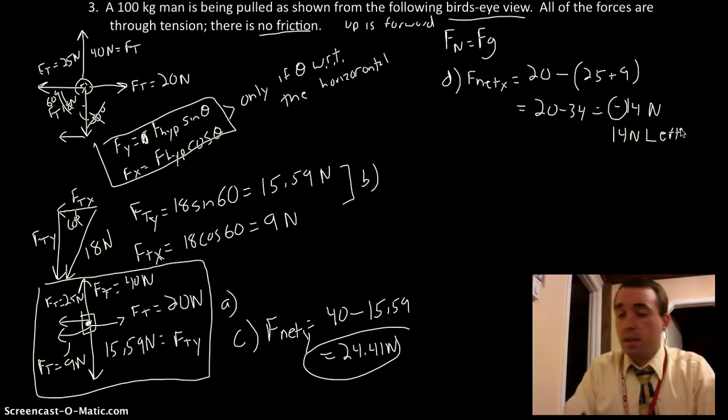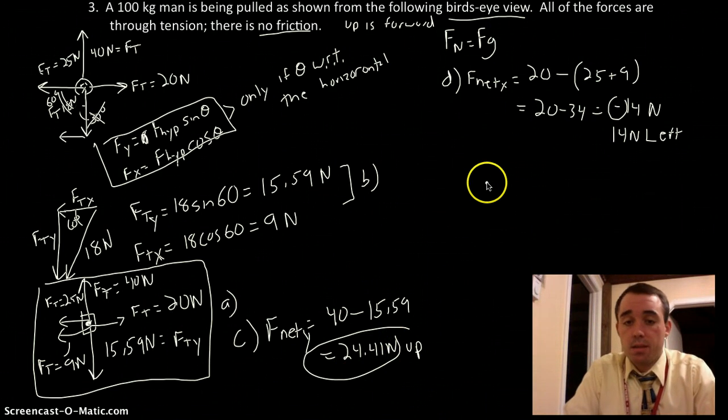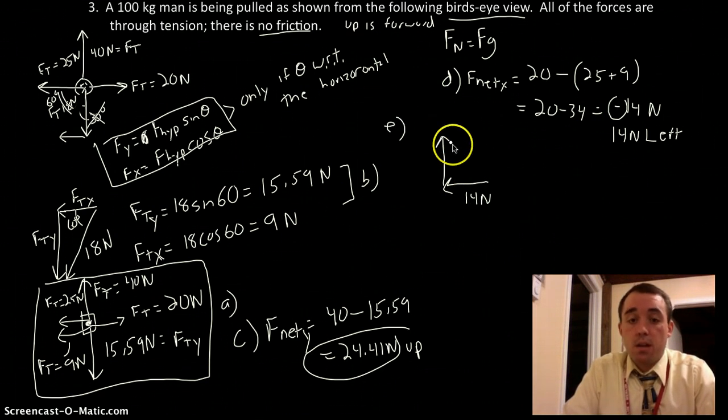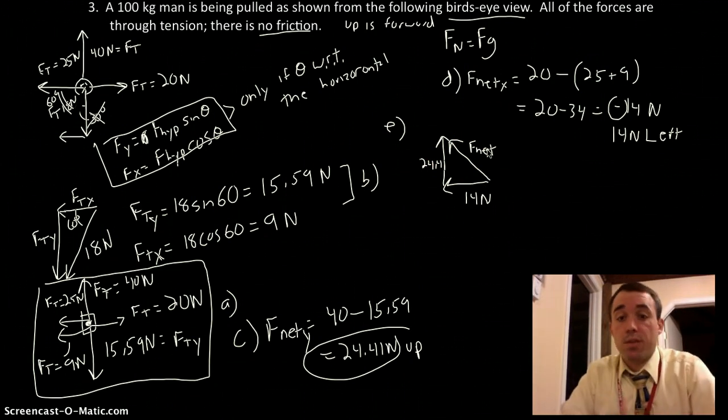Part E says recombine these forces. So we have a net vertical force going 24.41 newtons up. We have a net horizontal force going 14 newtons left. So we got to recombine these. Doesn't matter which way you do it. I'm going to do the F net x first. So our angles with respect to the horizontal. And then tip to tail. Tip to tail, 24.41. So my hypotenuse is my overall net force. You have the components, the overall net force is your full true thing that you're looking for.